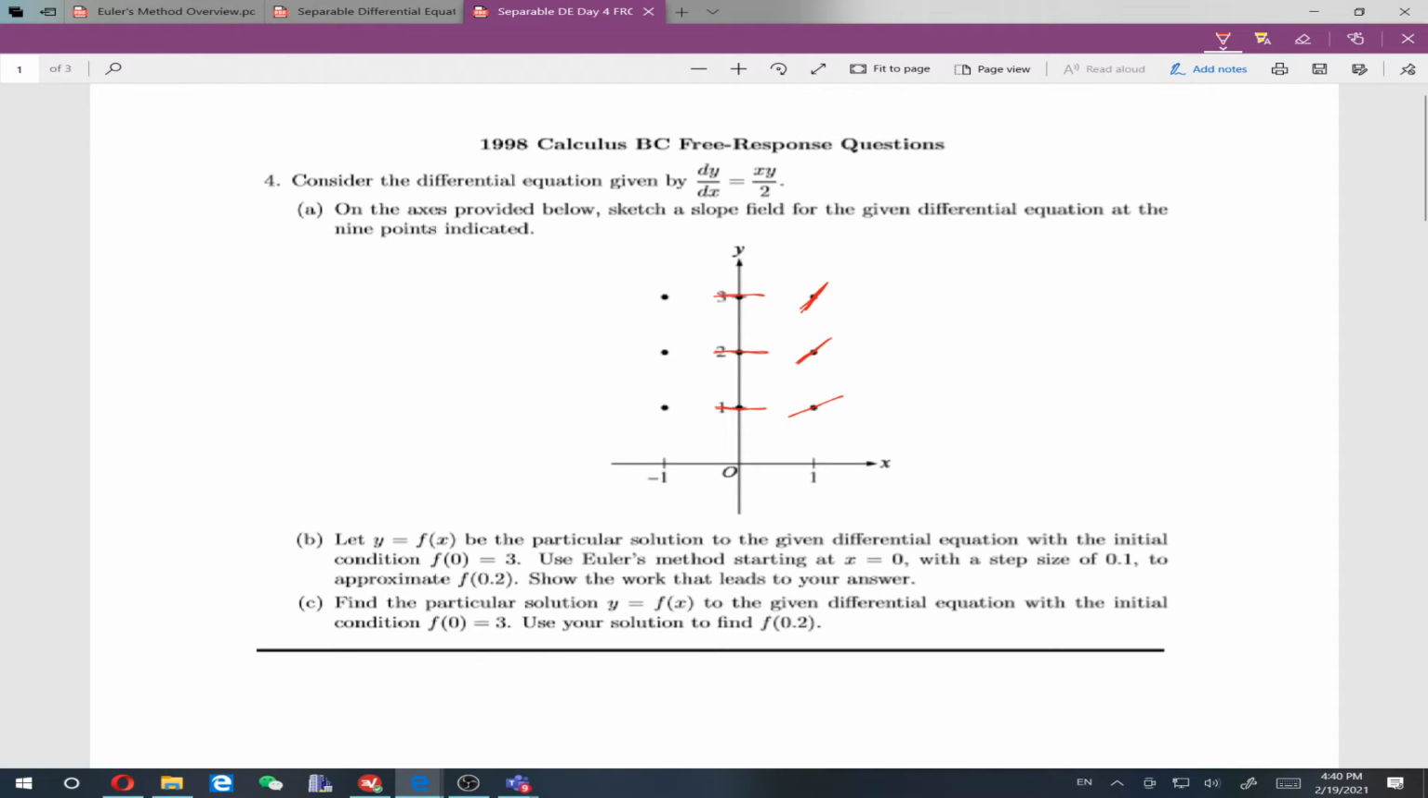On the other side will be negative, but our y values are the same. So this is going to be the exact same slopes, just negative instead of positive. Any questions on anything that we did for A?